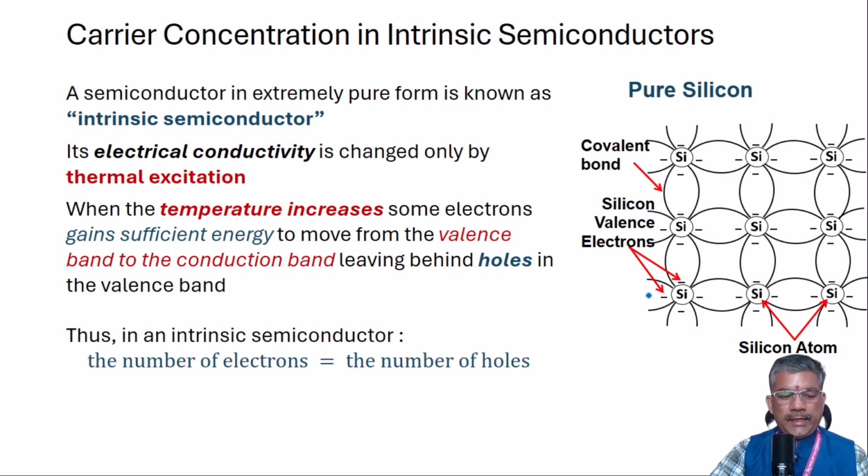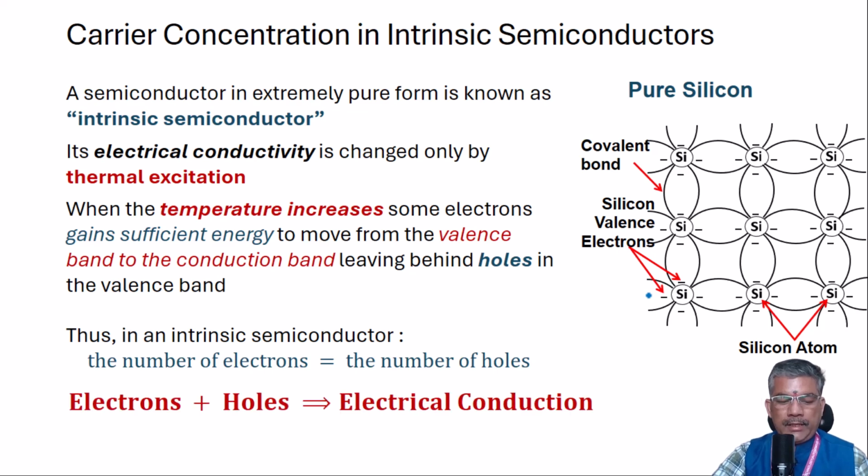So, in an intrinsic semiconductor, we get free electrons in the conduction band as well as holes in the valence band. These electrons and holes together are called charge carriers. Once the electrons are free, they move randomly inside the crystal and contribute to electrical conduction.